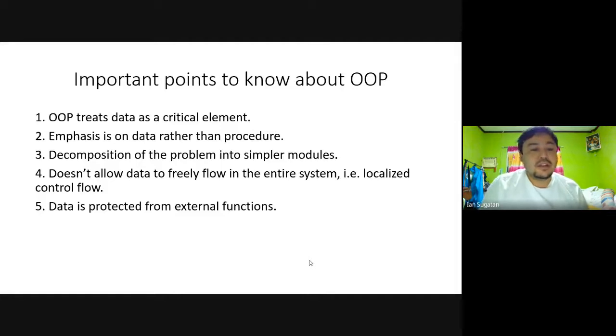Okay. Number five is data is protected from external functions. Data is very important, therefore it can be protected in other situations so that the data will not be manipulated in such a way that you come up with biases. A bias is an unfair condition wherein you give a certain weight to a certain thing. It's rather applicable to all circumstances. However, it's unfair. So to treat this in object-oriented programming, data can be protected from external functions.